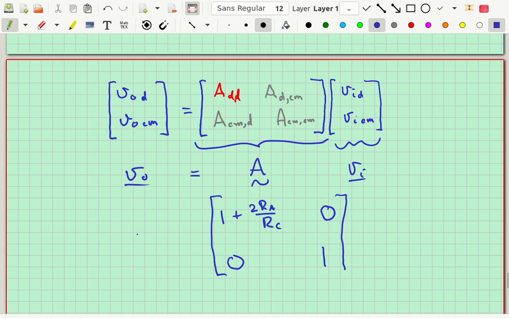So I've got the V out vector here equals this A matrix times the V in vector, and these are the common mode and differential. This is the V out vector right here, and this is the V in vector right there. So I hope this was helpful.